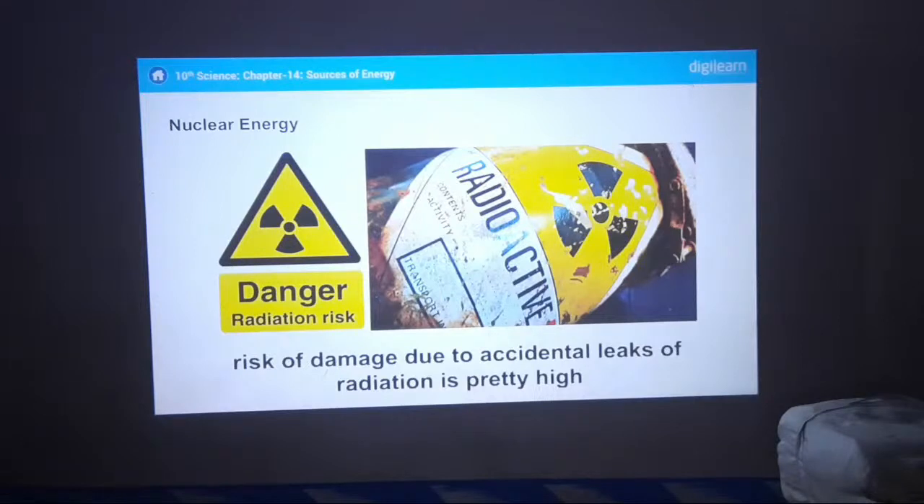Nonetheless, many countries are using nuclear power in a big way. India too has built many nuclear power plants. Recent accidents in the nuclear power plants in Chernobyl and Japan have forced the policy makers to rethink about nuclear power.